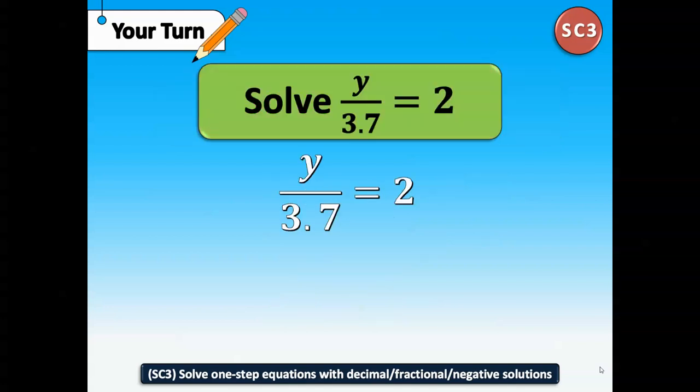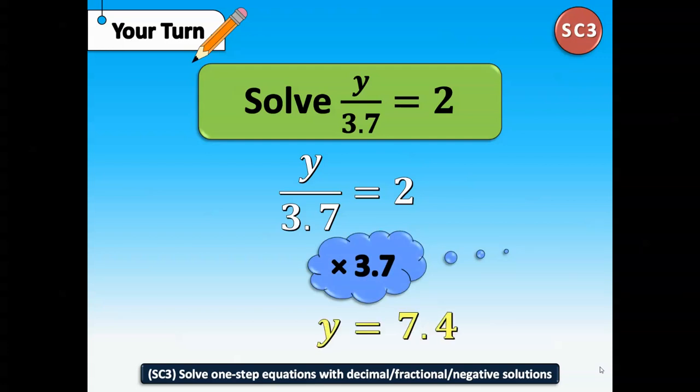Here's another question for you to have a go at. Pause the video, and when you're ready to see what you should have done, press play. So here we want to solve y divided by 3.7 equals 2. So we need to do the opposite of dividing by 3.7, which is timesing by 3.7. So 2 times 3.7 is 7.4.